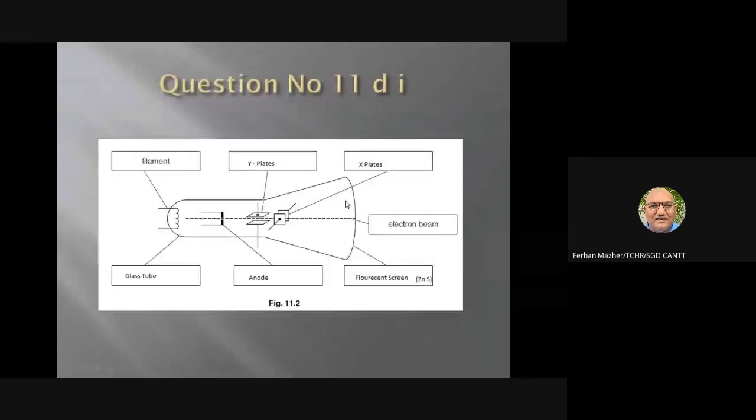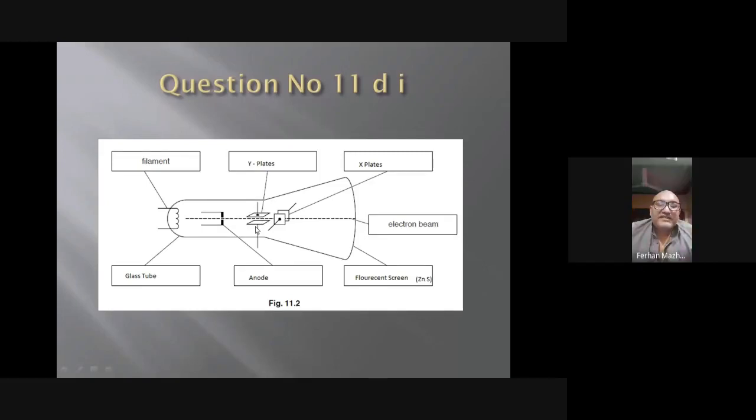So this thing is called filament. These plates, they move the beam of electron up and down. We call them Y plates. These two plates, we call them X plates. They control the horizontal, from left to right and from right to left, motion of the beam of electron. We call them X plates.